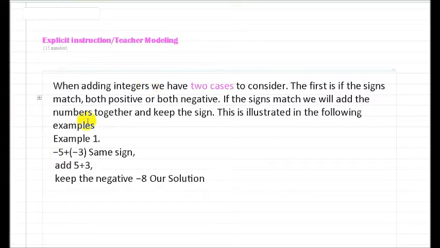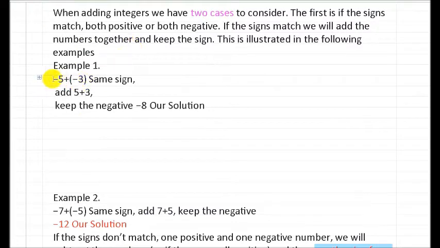For example, -5 plus -3, same sign, minus minus. We could add 5 plus 3 and keep the negative. So, -8 is our solution.